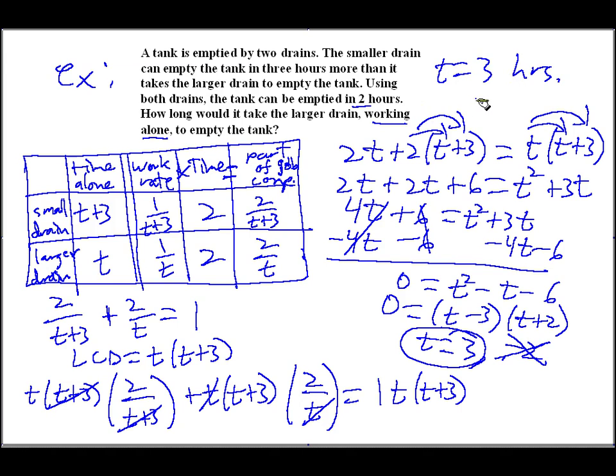How about the smaller drain? Suppose I ask you about the smaller drain on the exam. Well, it says the smaller drain takes 3 more hours than the larger drain. So T plus 3. 3 plus 3 is 6 hours in that case. But here we're just being asked for the larger drain, so I'm good on this answer right here. Okay, can we see that?